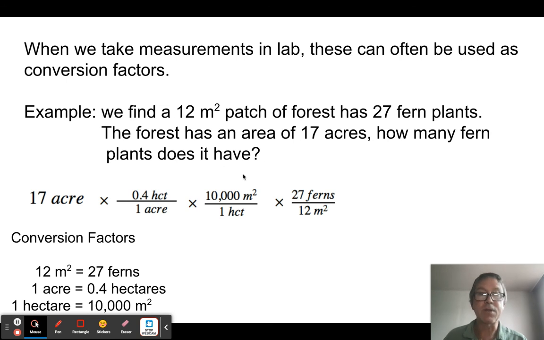Okay, how many fern plants does it have is what I'm looking for. So now I'm just going to go ahead and multiply by all the top numbers, divide by all the bottom numbers, and what I get is 150,000 ferns.